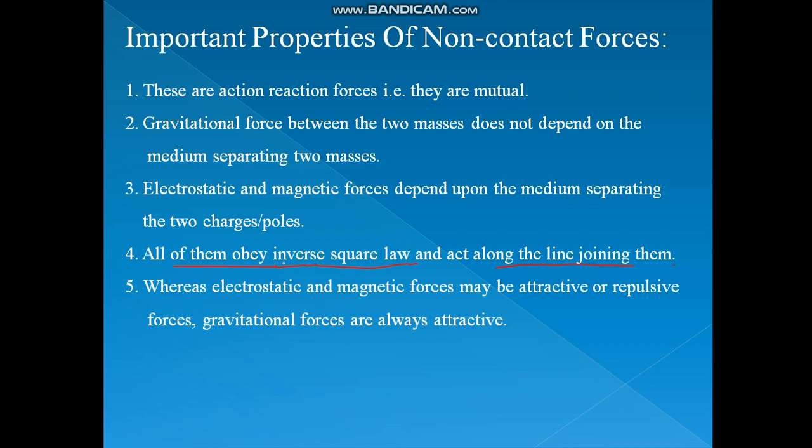Now, before we move on, this inverse square law, remember, this means that force is inversely proportional to the square of the distance between the two. That means the force of attraction or repulsion between two magnets will be inversely proportional to the square of the distance. Likewise, it is for charges and the gravitational force also. So remember, force is inversely proportional to the square of the distance between the bodies. These forces are long range forces.